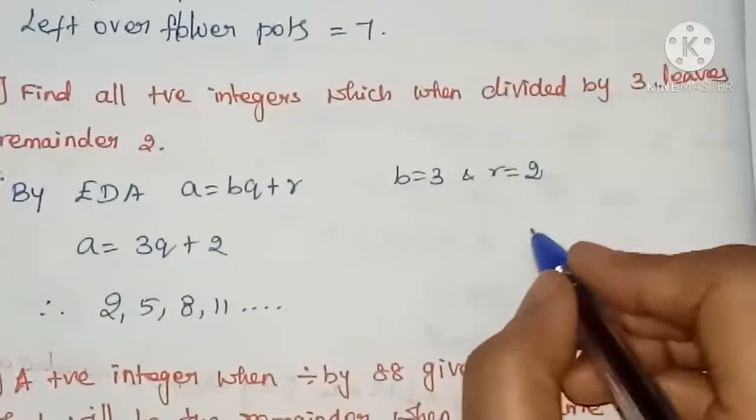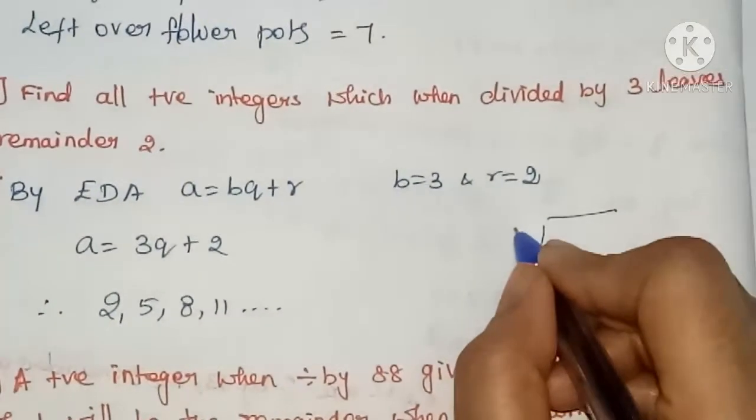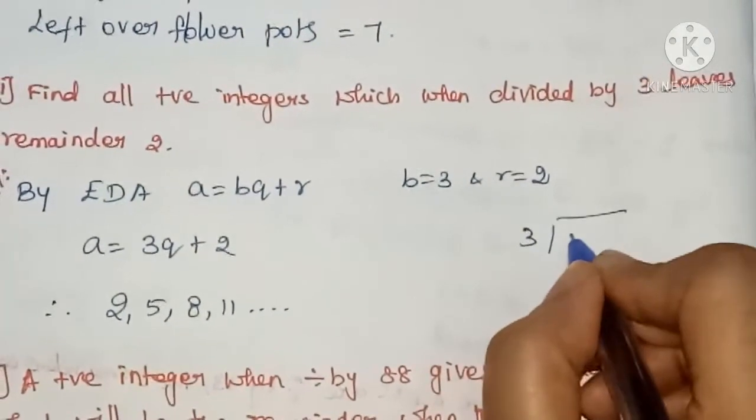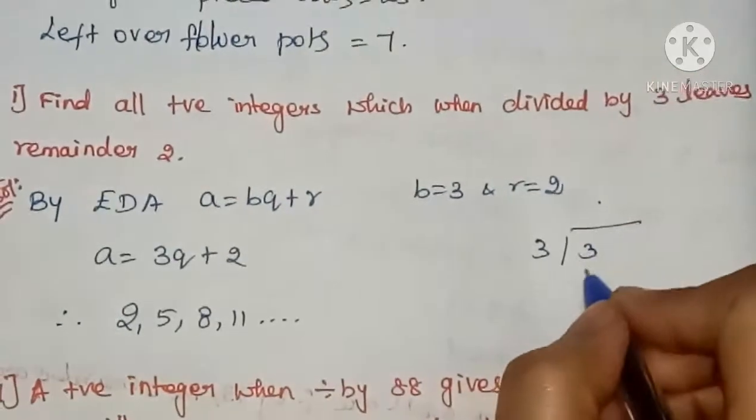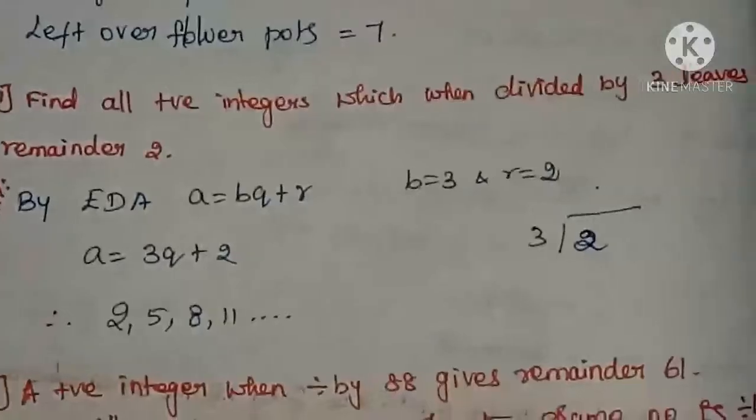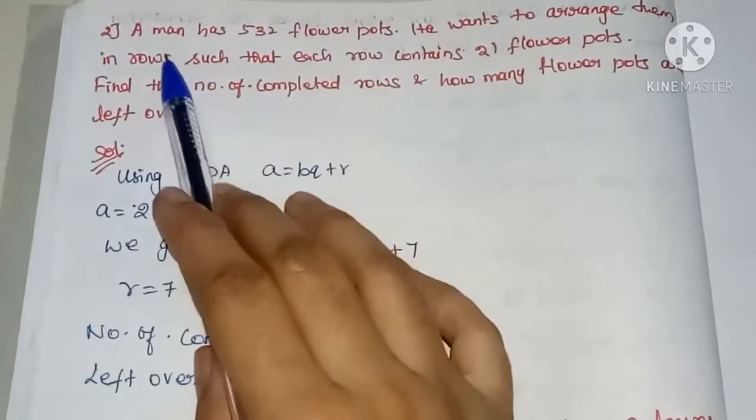Whatever number it is, let me take it as 3 ones are 3. So 3, remainder should be 2 now. So 2.